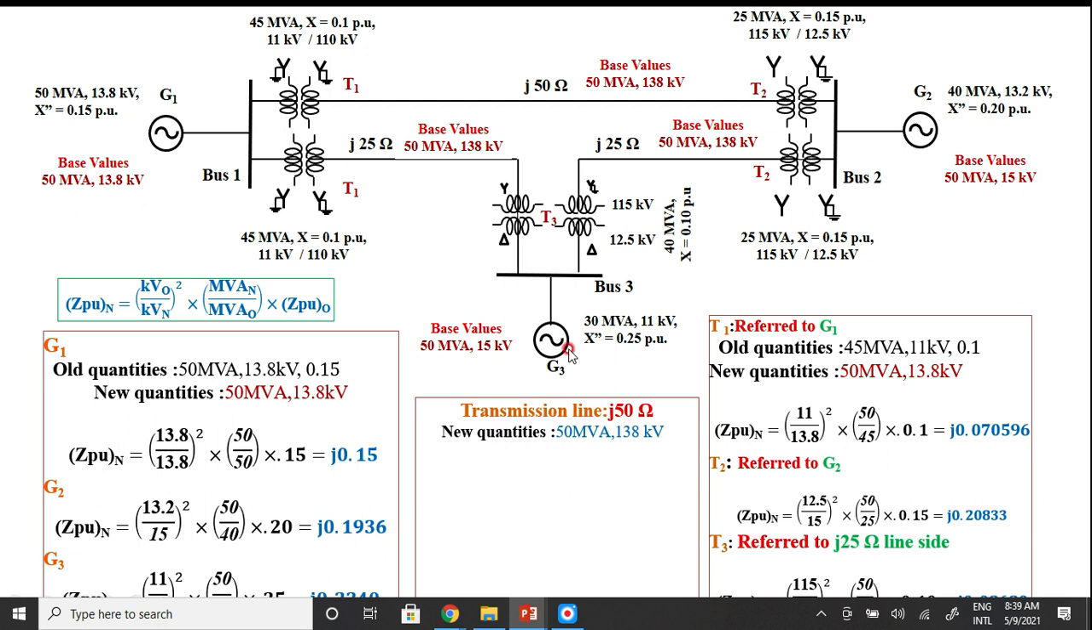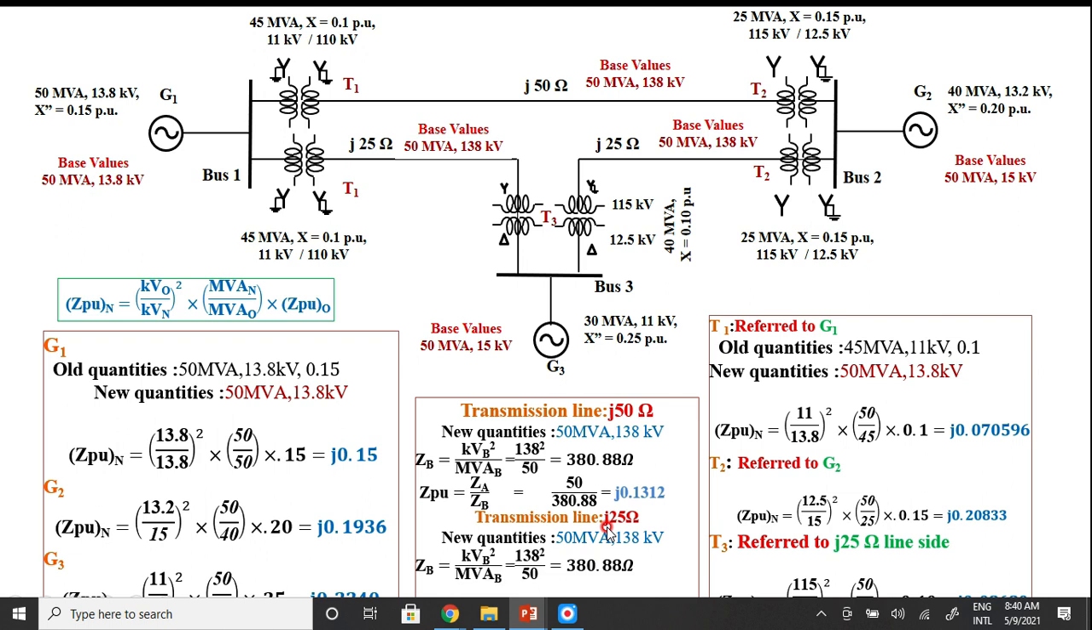That is, the new quantities are 50 MVA, 138 kV. From that, you find the base impedance, 380.88 ohm, and Z per unit that I am getting is 0.1312 for J50 ohm. Similarly, for transmission line J25, the base quantity you can observe here is 50 MVA, 138 kV. It is also 50 MVA, 138 kV. Means the base impedance once calculated is also the same for J25 ohm. Therefore, Z per unit new that I am getting here is 0.056.